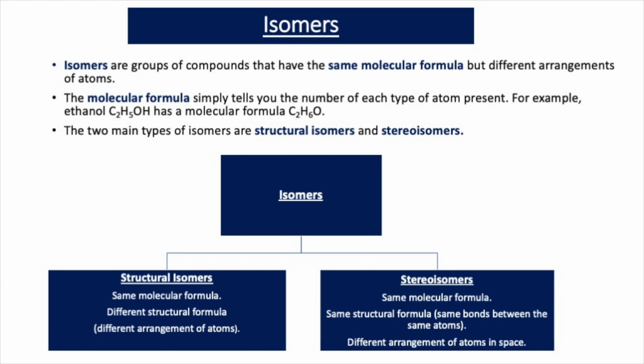Our second video on the topic of isomers looked at stereoisomers, and we learnt that stereoisomers have the same molecular formula and the same structural formula. In other words, they have the same bonds between the same atoms. However, these atoms are arranged differently in space.